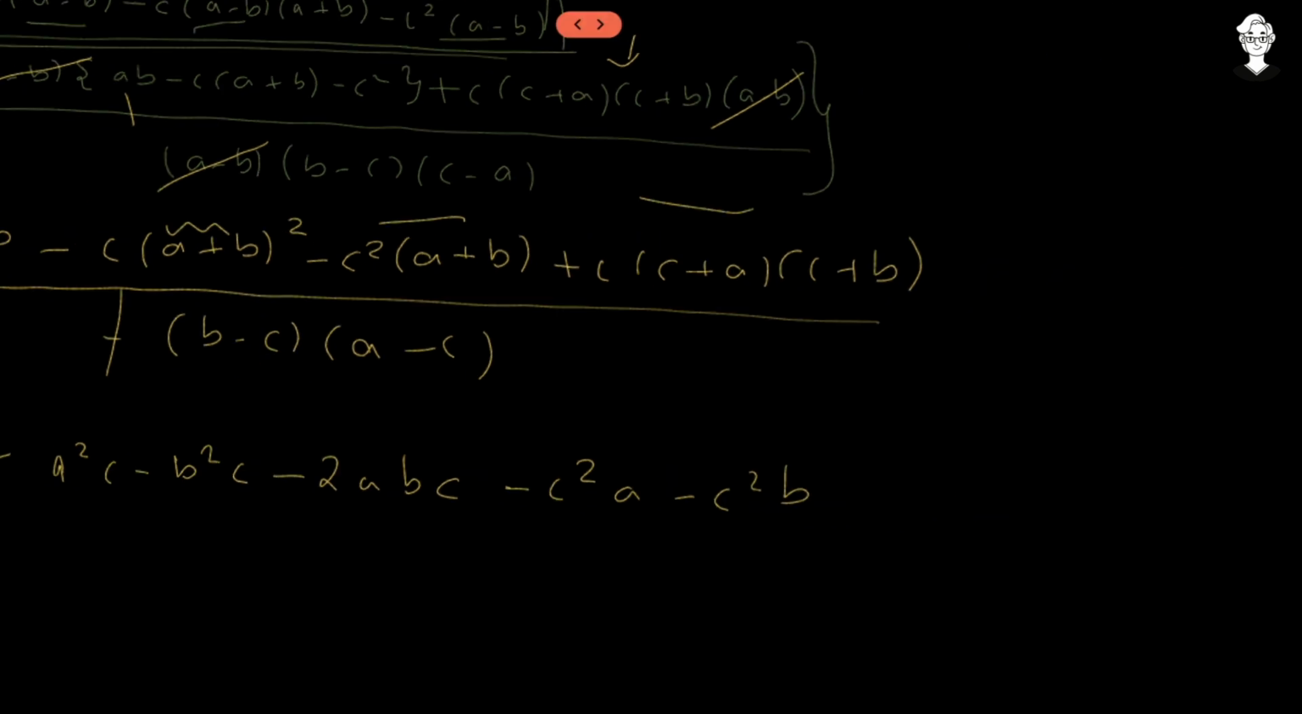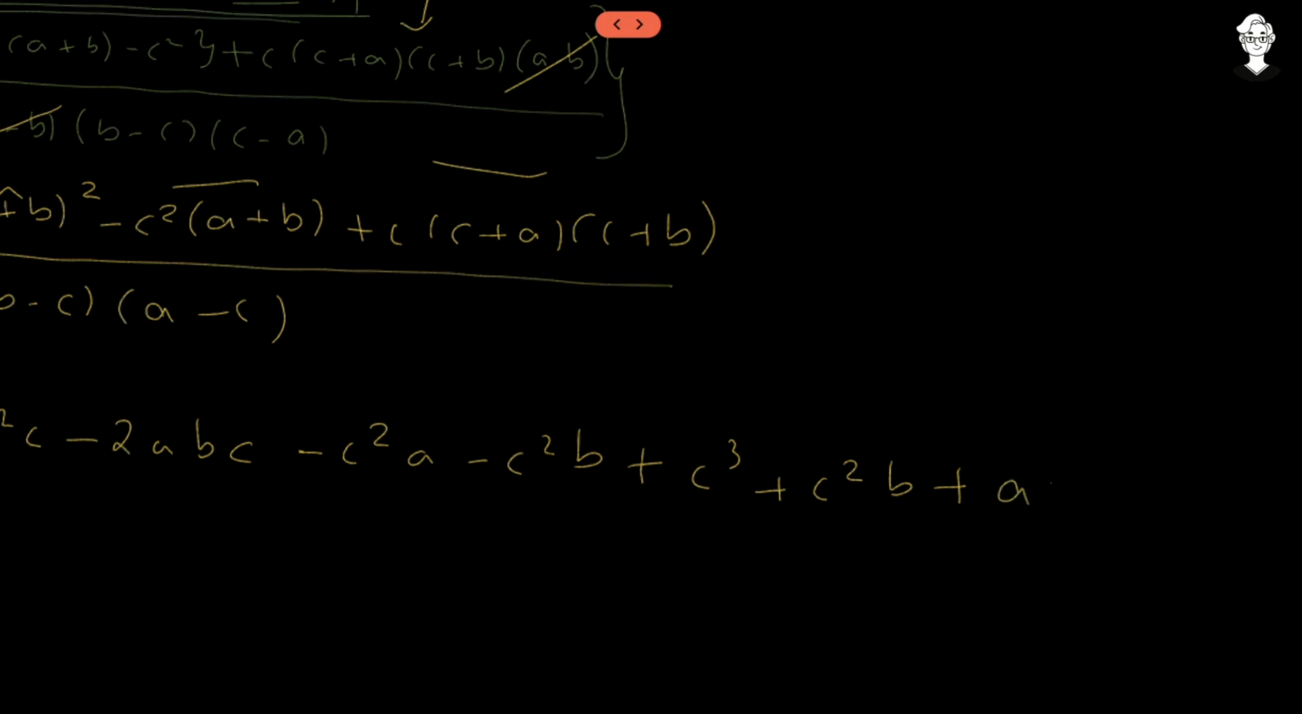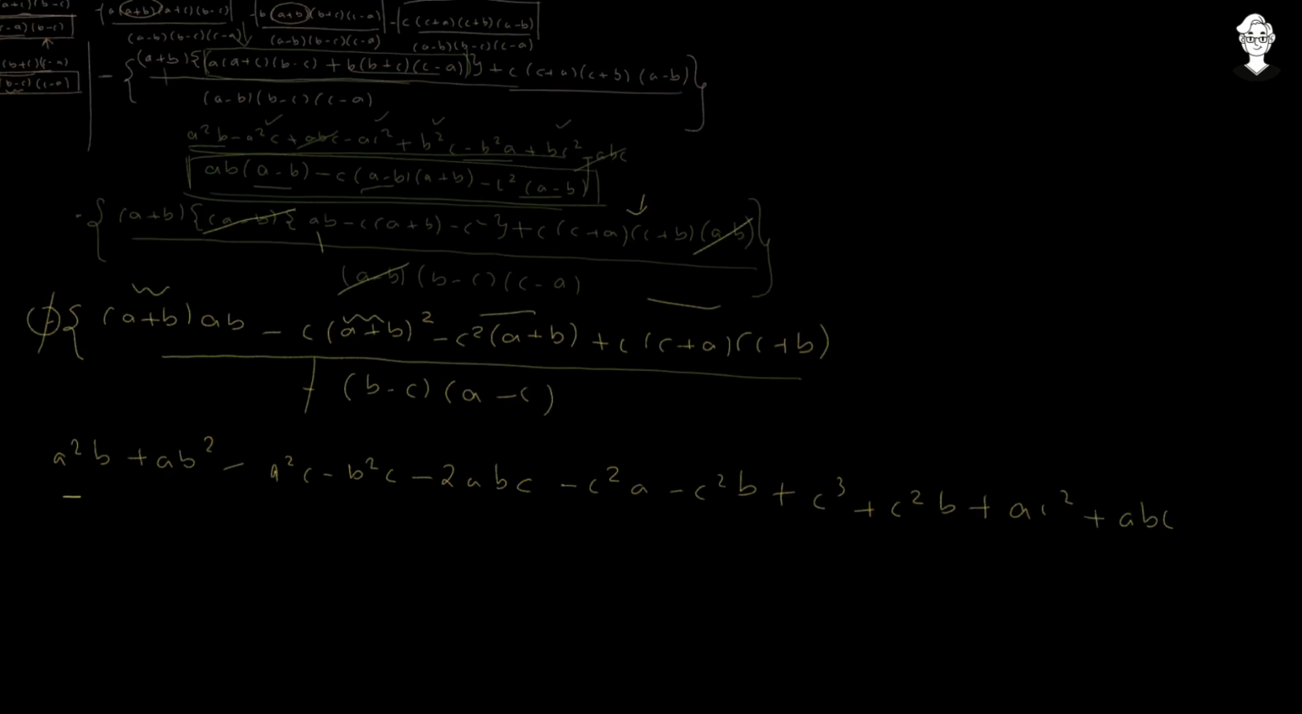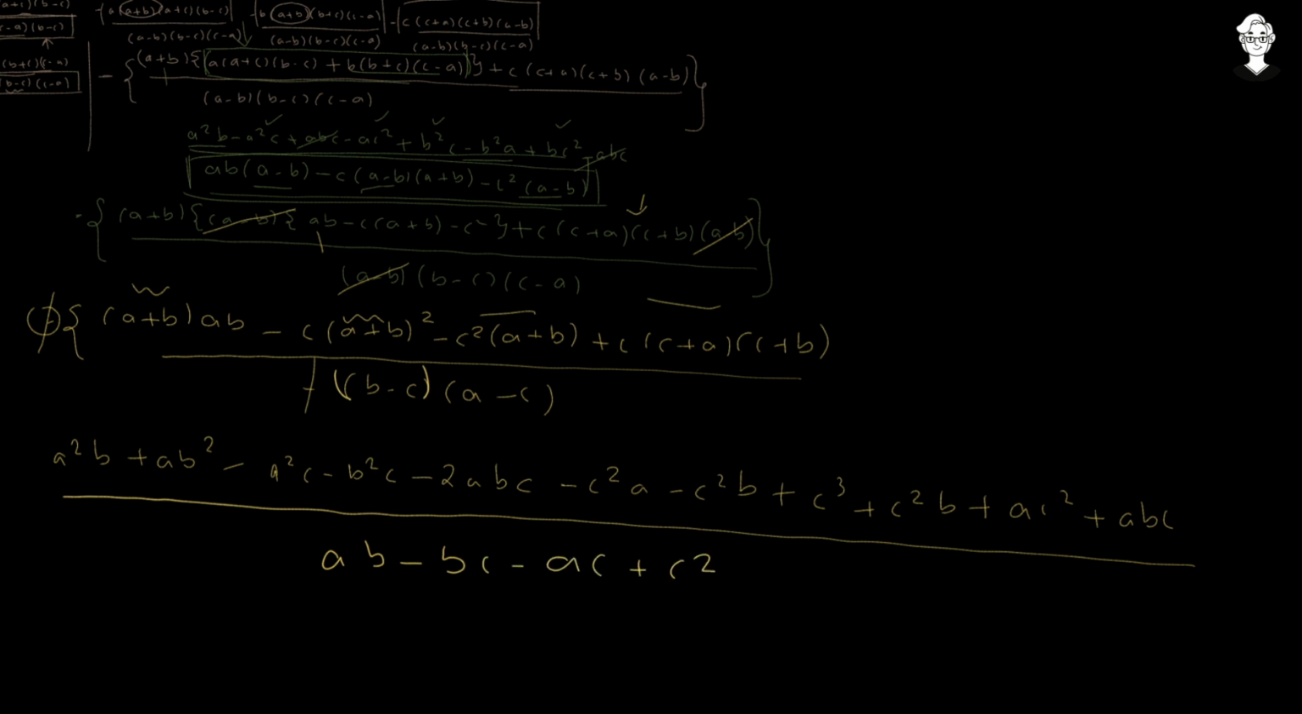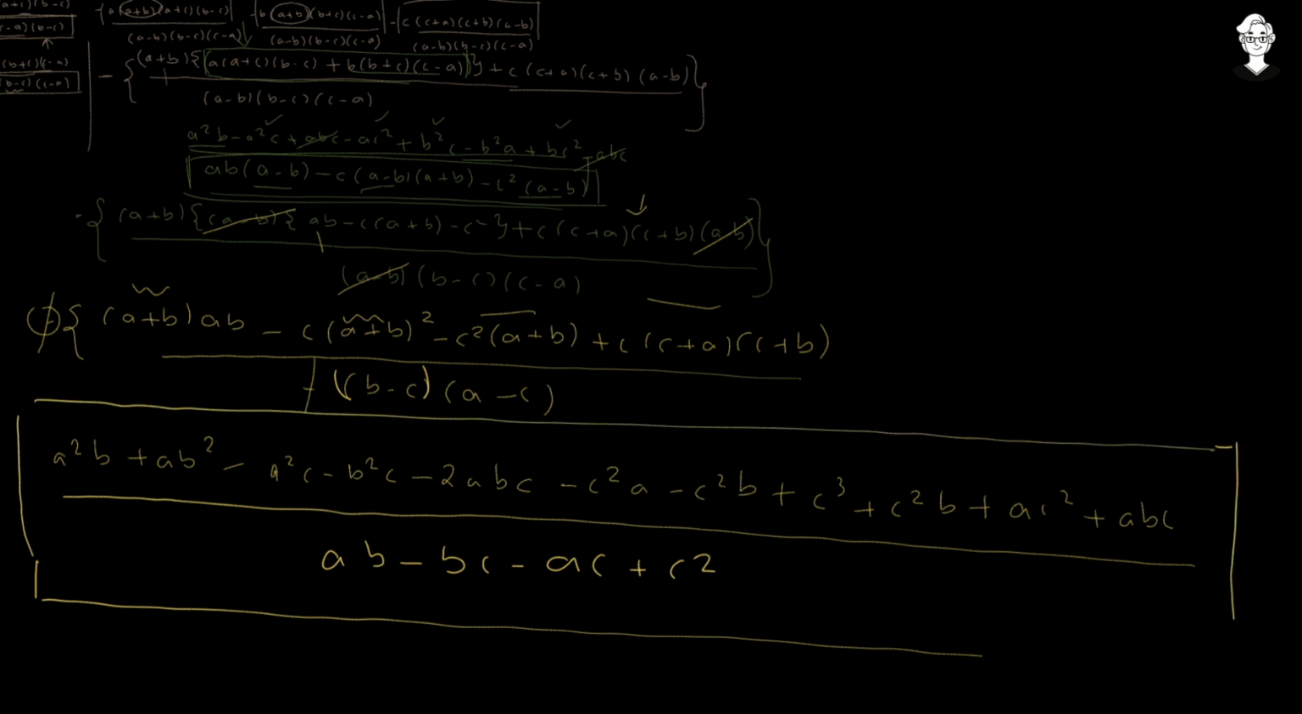Now opening the brackets over here, so plus c cube plus c square b plus ac square plus abc, and this thing is getting divided by these two brackets, and if I open the bracket I will get ab minus bc minus ac plus c square. Now as we had a task to simplify this particular expression, in most of the cases where I have seen we have to simplify an expression, the denominator was always not present in the final answer.